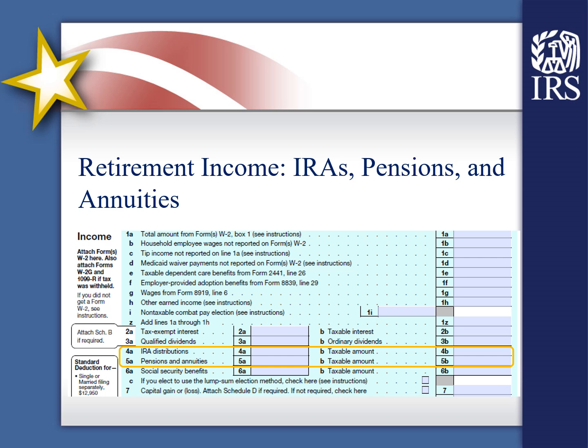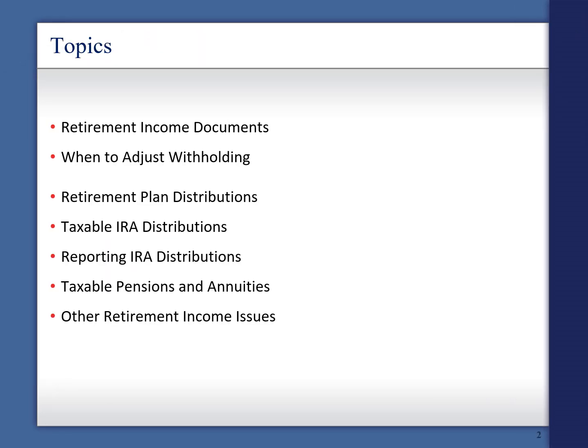Retirement income is reported on lines 4 and 5 of the 1040. The gross amount is shown on the left side, 4A and 5A. The taxable portion is shown on the right side, 4B and 5B. Let's take a look at retirement income up close.